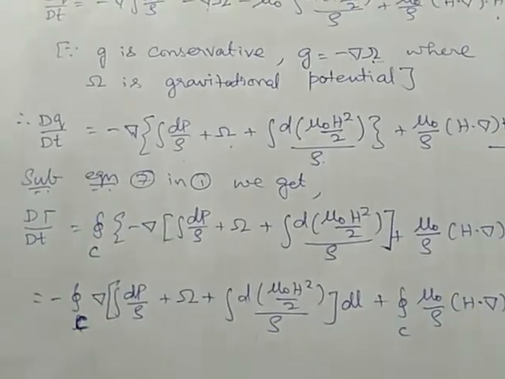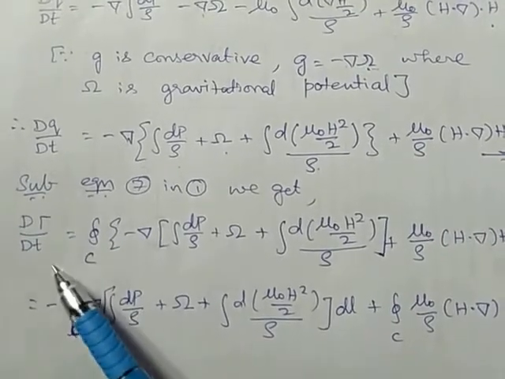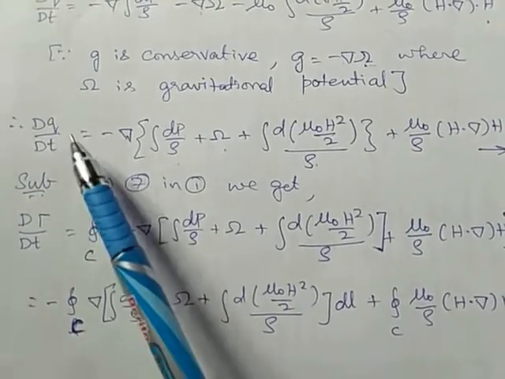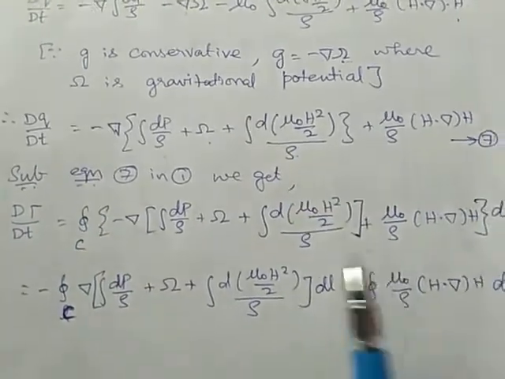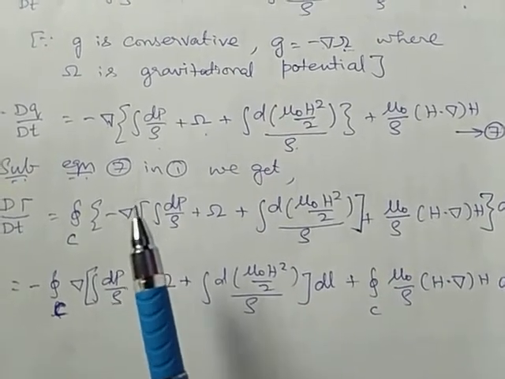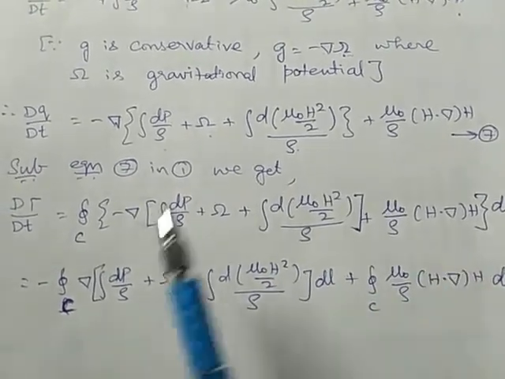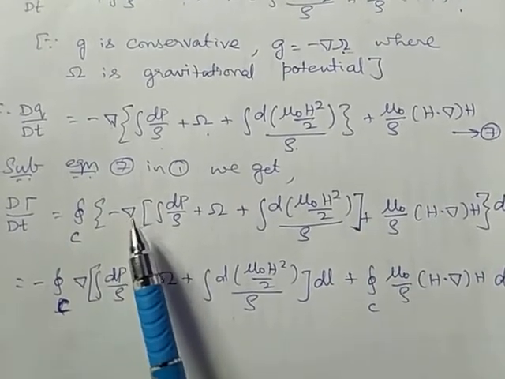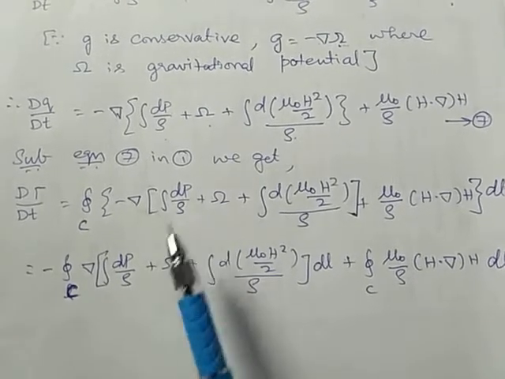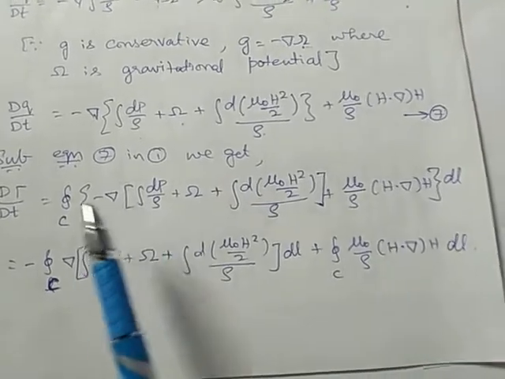Now, substituting in the very first equation. What is our very first equation? d gamma by dt is equal to the integral of c dq by dt. We got the value of dq by dt. Substitute that value. This first integral is with respect to a line integral, and we have del also. So, integral of c del of the integration of dP by rho plus omega, plus the split integral.